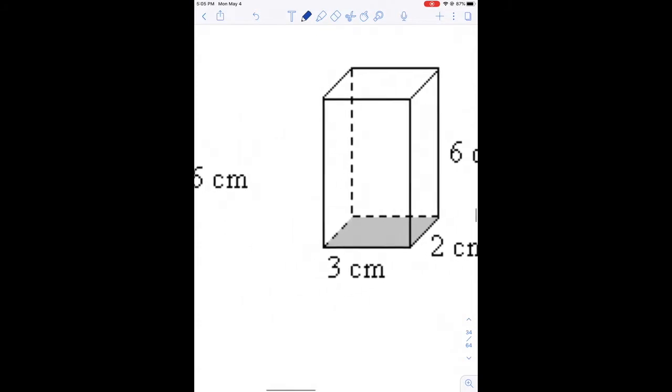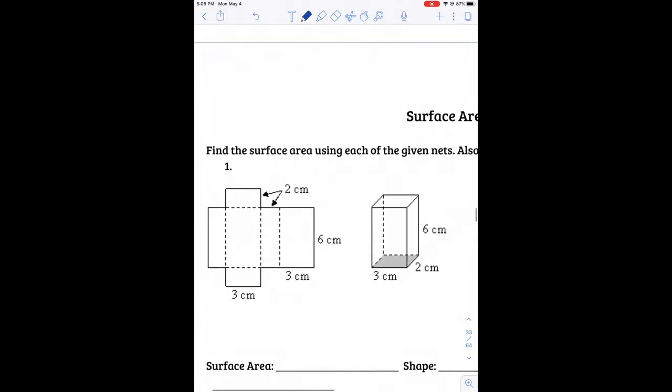So a strategy that they use is to unfold it into a net and then to find the area of each component from there and add them all up. So the tricky part is just determining what numbers go with what. The first thing that I like to do when I'm finding the area of a net is to make sure that I have all the necessary sides labeled.